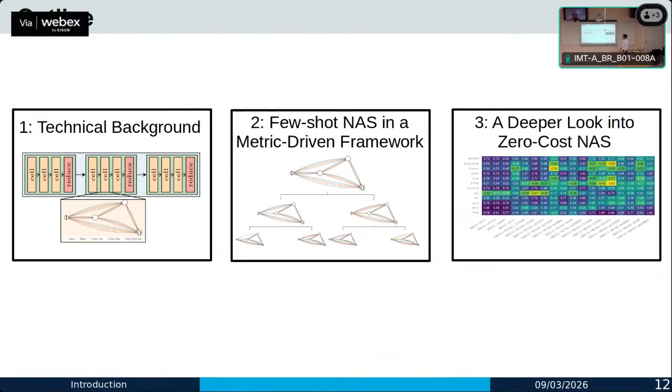So first, we will be giving a thorough check of the technical background surrounding this thesis, in order to best comprehend our contributions. Then we'll move on to our first contribution, which is the generalization of the few-shot NAS framework using metrics. And finally, the third part will focus on the zero-cost proxies and their benchmarking.